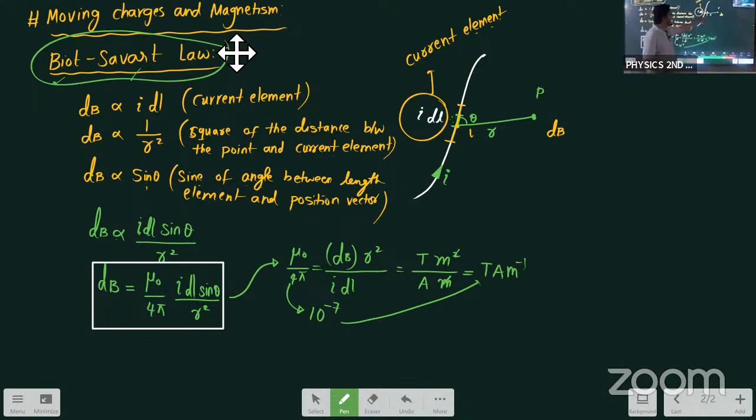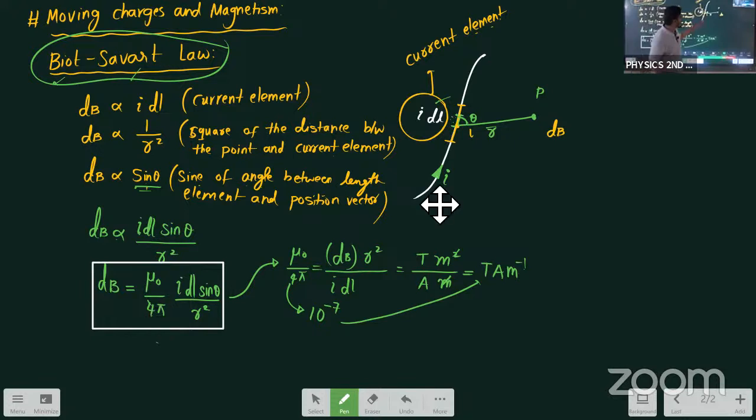According to them, the magnetic field induction generated at one particular point P is directly proportional to this current element and inversely proportional to square of the distance between them. As the distance is increasing, what is happening to the magnetic field generated? It is decreasing. Finally, they have given one more term that is called as sine theta. That is nothing but the angle between this length element and position vector R. So finally, we came to one conclusion. Small amount of magnetic field created due to this small length element is given as dB is equals to mu naught by 4 pi I dl sin theta by r square.